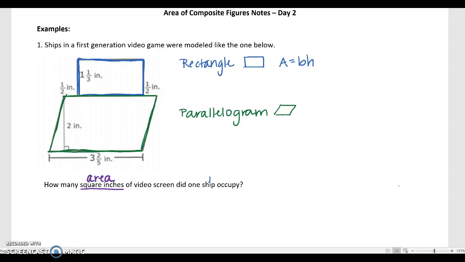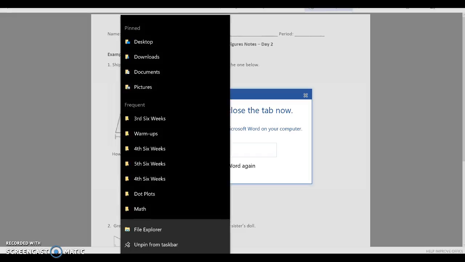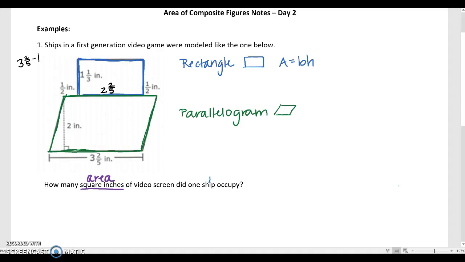So that's 1. So I'm just going to do 3 2/5 minus 1. So that's 3 minus 1 is 2. So this dimension here is 2 2/5. So again, I went ahead and took a half and a half and I made a whole. Oh, goodness gracious. Sorry. Okay.